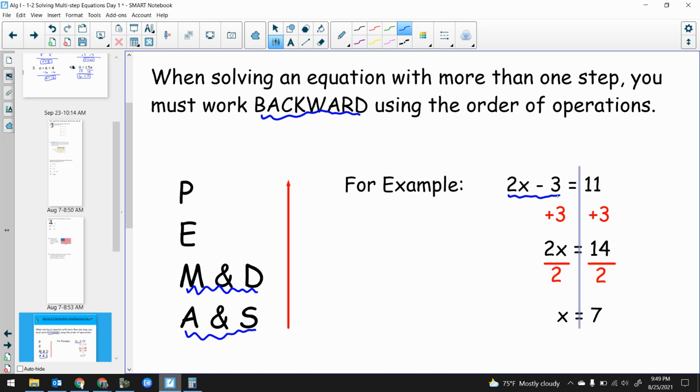So for example here, I've got this 2x minus 3. I see the subtraction that I need to get away first. Remember, reverse order of operations.